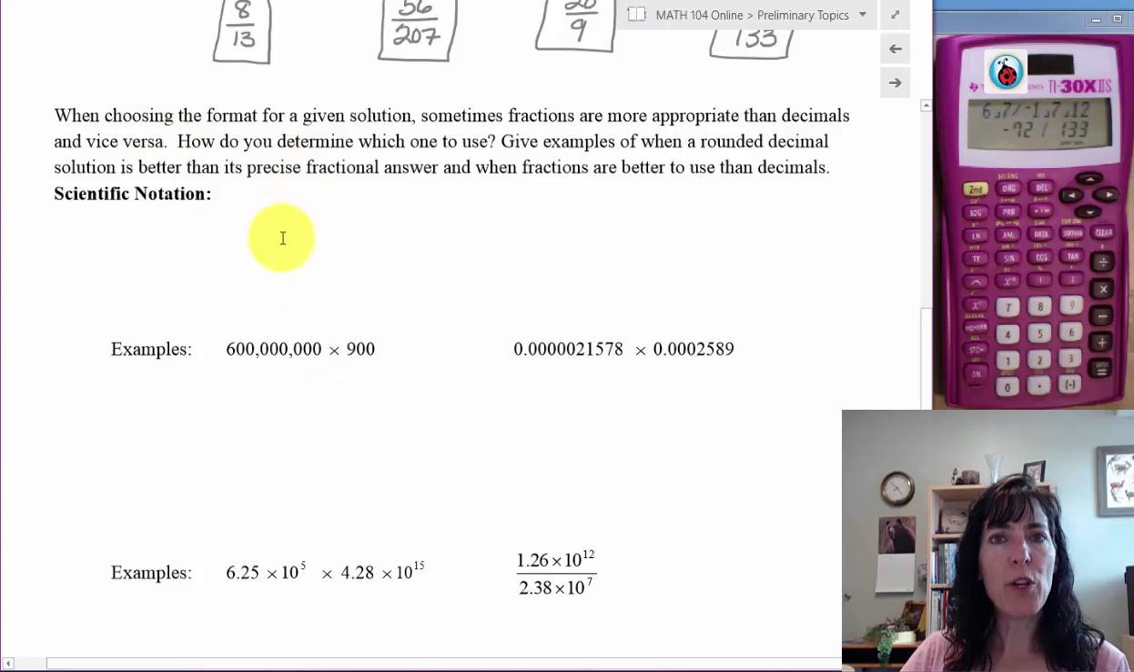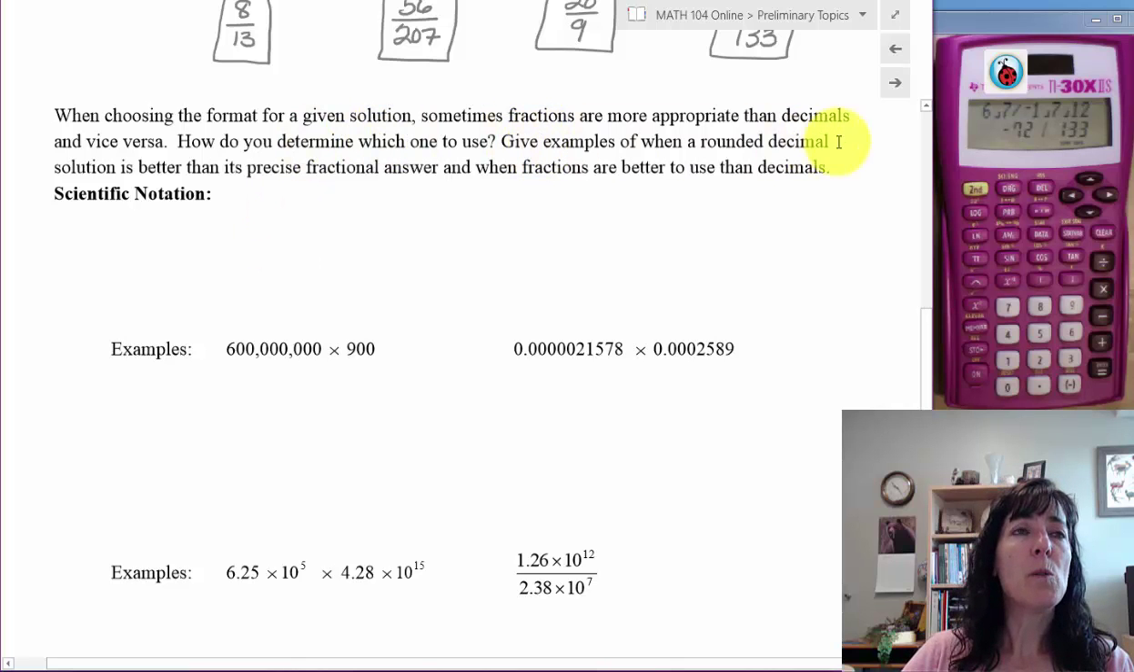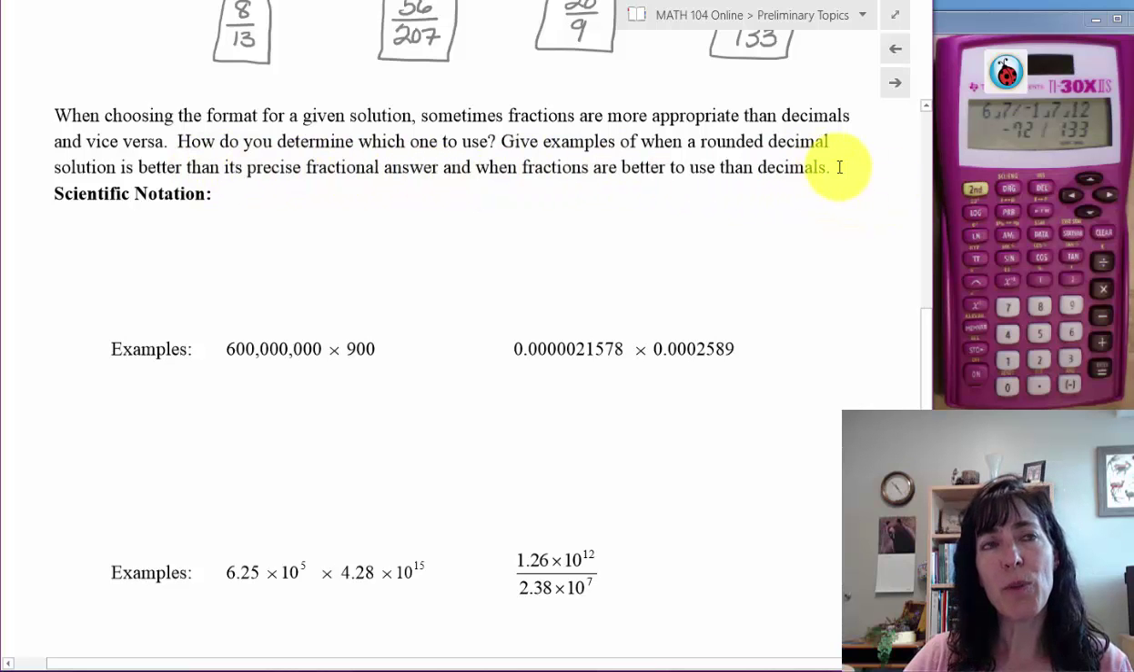When you're trying to choose a format for a solution, sometimes you want to use fractions, sometimes you want to use decimals, and how do you know which one to use? Give examples when a rounded decimal solution is better than its precise fractional answer, and when fractions are better to use than decimals. So really that's thinking about what would you like to use for your results.